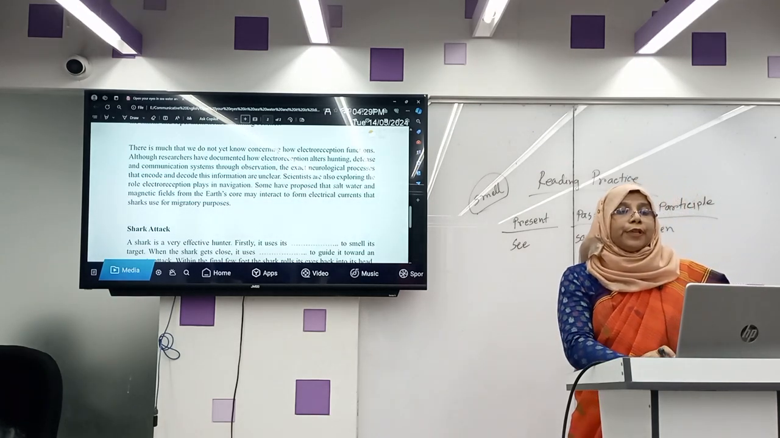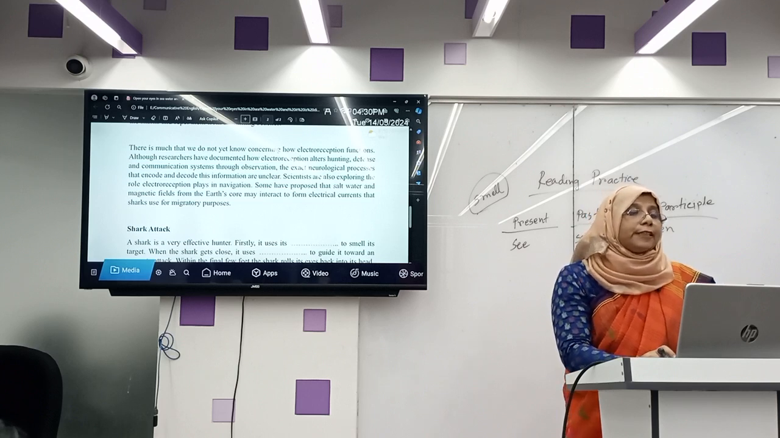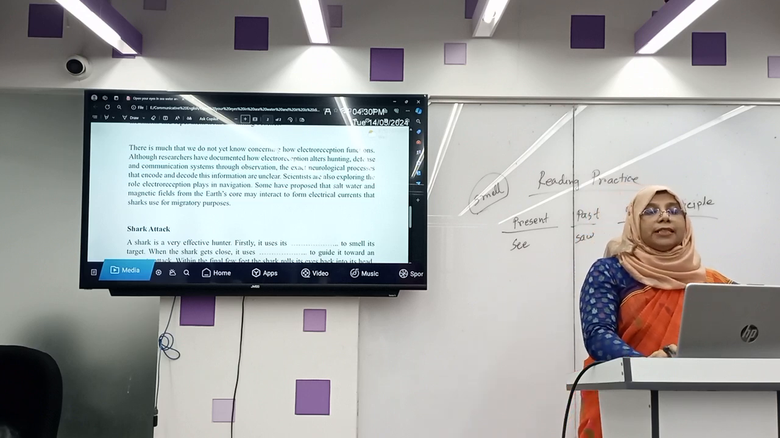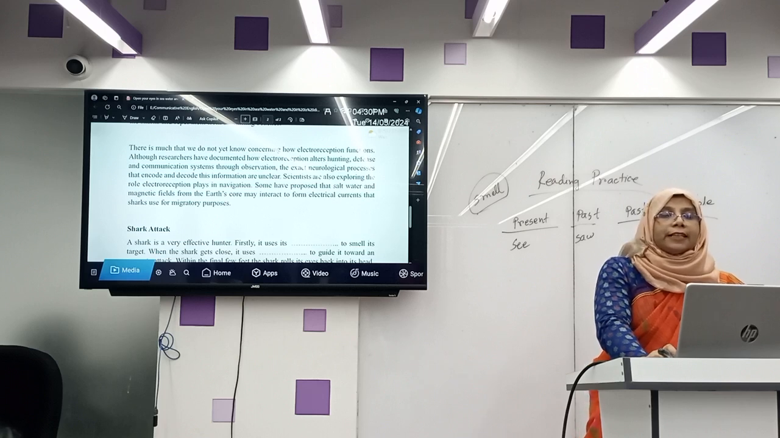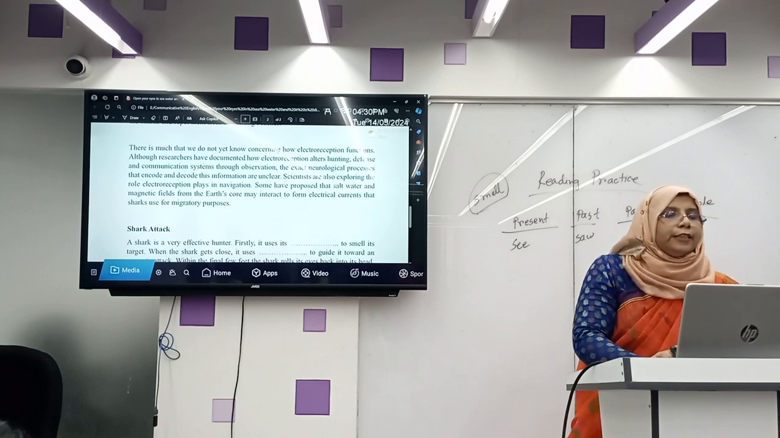Some have proposed that salt water and magnetic fields from the Earth's core may interact to form electrical currents that sharks use for migratory purposes.